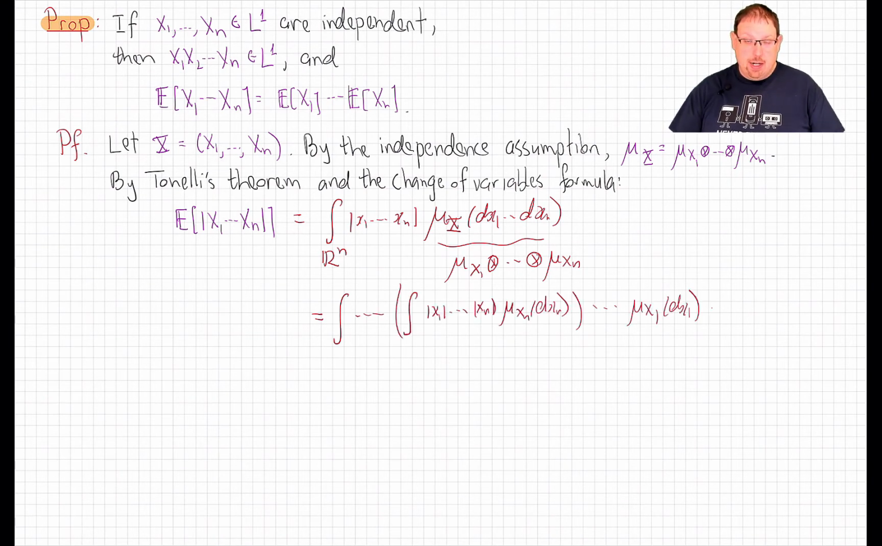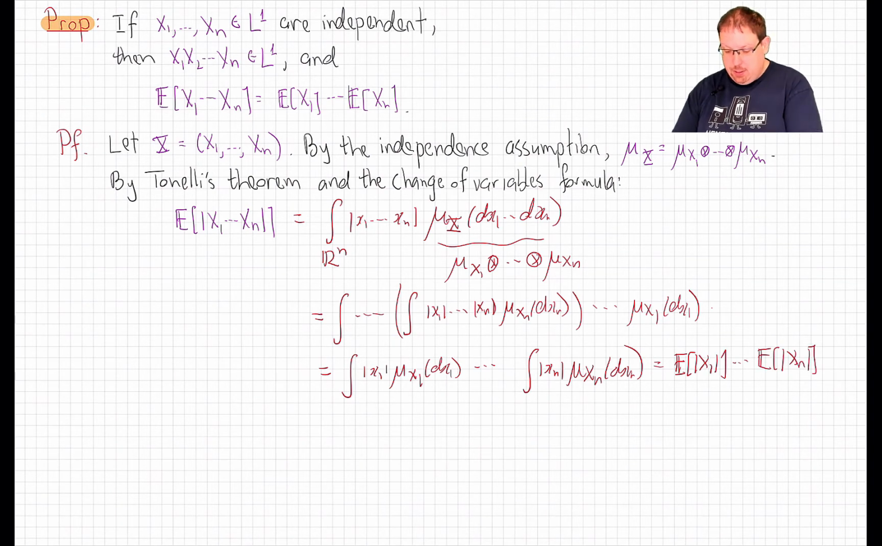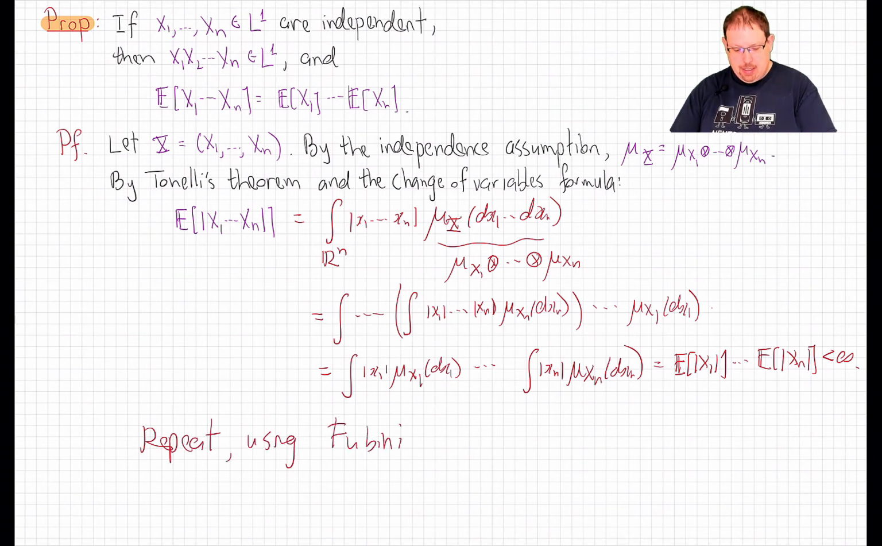And the function that we're integrating is a tensor product function again, and so we can factor out each of the pieces into the only one integral where it occurs, and this iterated integral becomes just a product of one-dimensional integrals, which, again by the change of variables formula, is the product of the absolute expected values, which are the L1 norms of these L1 functions, and so that's finite. So that tells us that this product, x1 through xn, is in L1. Now we need to see that this factorization property holds, and to do that we just repeat the exact same calculation using Fubini instead of Tonelli, because we're not going to have the absolute values anymore.